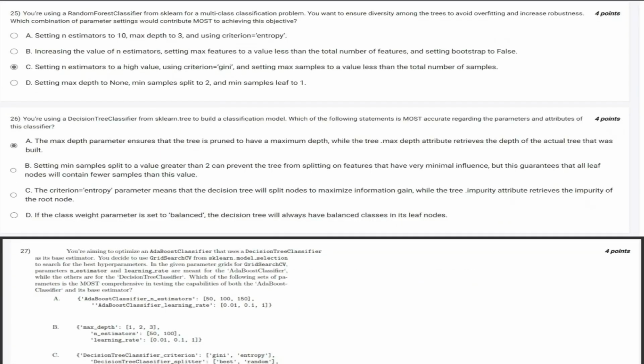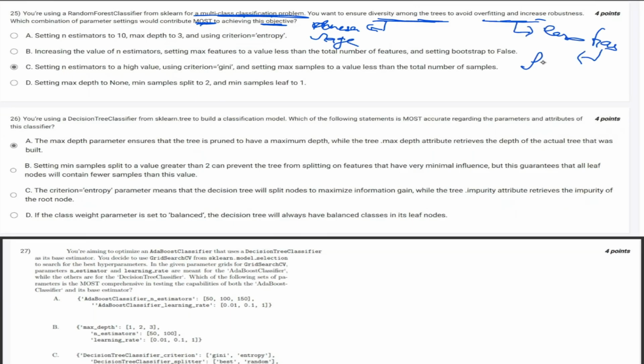Next is, you are using a random forest classifier from sklearn, multiclass classification problem. You want to ensure diversity among trees to avoid overfitting and increase robustness. Which combination of parameter settings would contribute most to achieve this objective? So here diversity means diverse range, that means different ranges. And robustness means less bias. Bias means favor. So you want everyone to get equal opportunity.